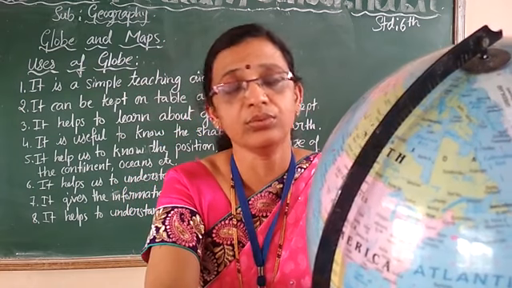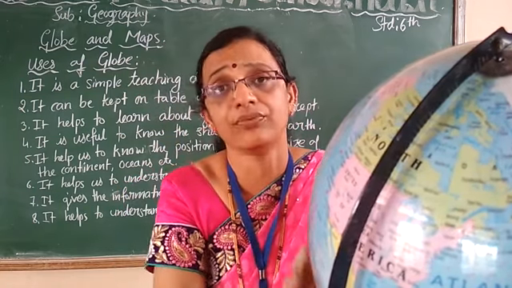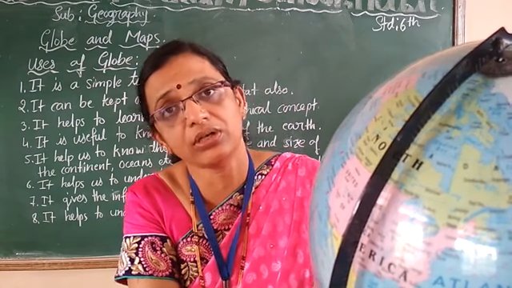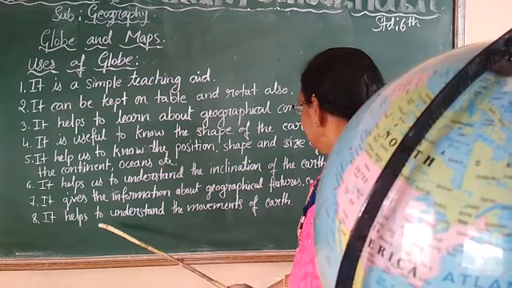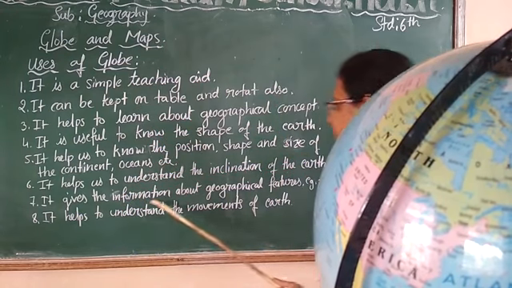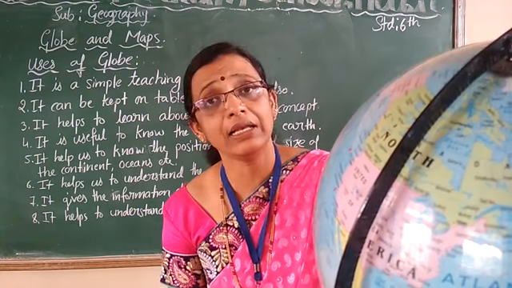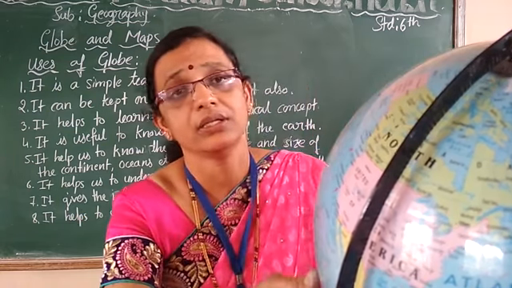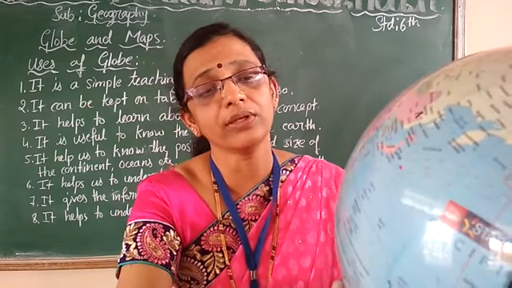In a map you can only see the 7 continents. But this inclination, the shape of the earth, all these things you will not understand children. Yes or no? Next. It gives the information about the geographical features like islands, deserts, mountains, general information you can say children. All that you will get.